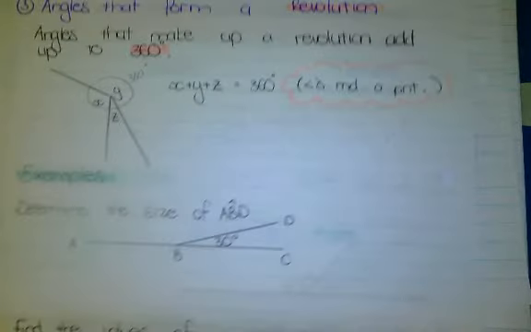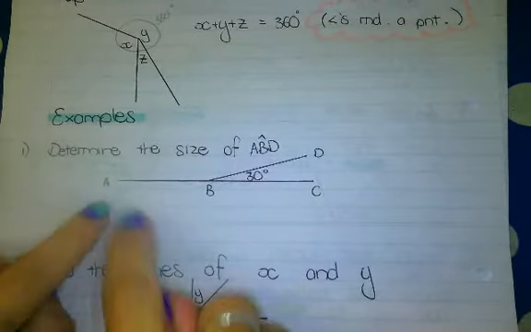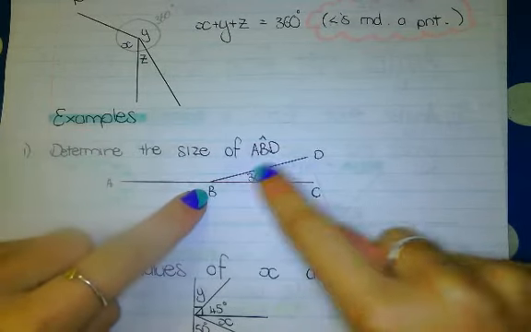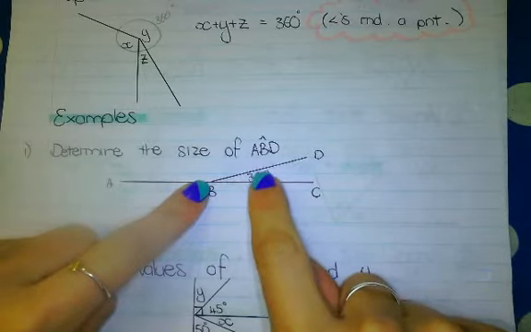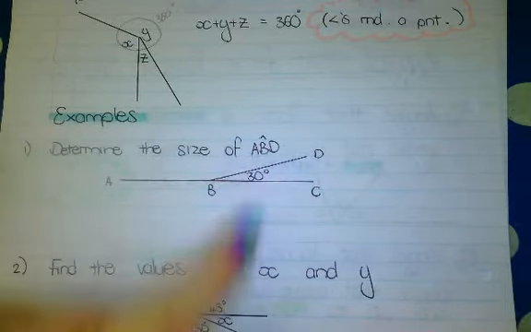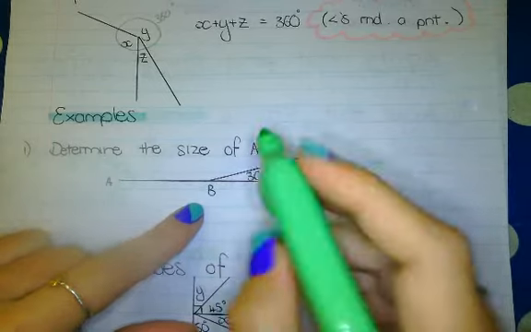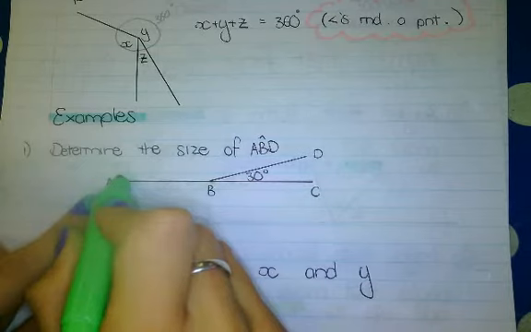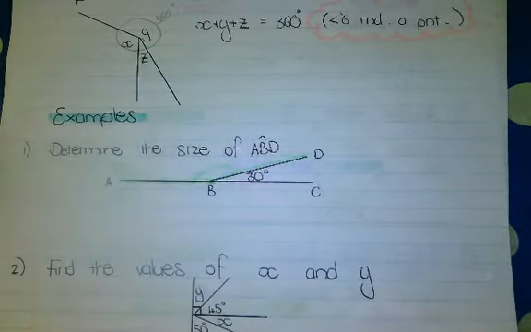Okay, let's get to some examples. Question 1. Here's our diagram. We've got a straight line AC through the point B, and then another line BD meeting at that point B. They've told us that this little angle here is 30 degrees, and they want the size of angle ABD. So where is ABD? B is the middle, so it'll be an angle formed at B, formed by the lines AB and BD. There's our angle ABD that we're looking for.